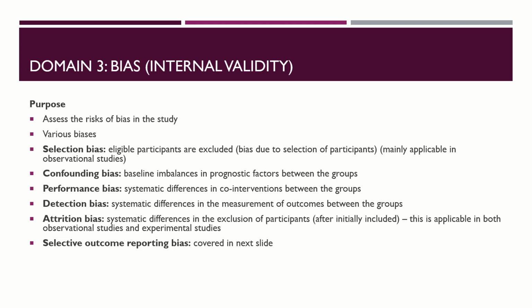Then you have the performance bias, which are systematic differences in co-interventions between the groups. Then you have the detection bias, which are systematic differences in the measurement of outcomes between the groups. Then you have this attrition bias, which are systematic differences in the exclusion of participants after being initially included. In selection bias, you do not have them included at all. They are completely missing. Whereas in attrition bias, after including some participants initially, you are actually excluding them. And the attrition bias is, of course, applicable in both observational and experimental studies. Then you have the selective outcome reporting bias, which is covered shortly.